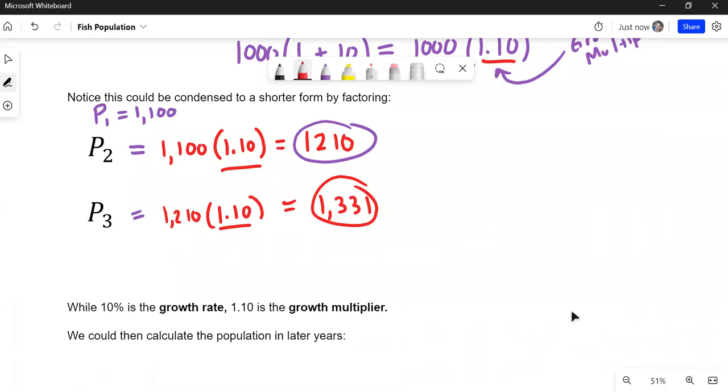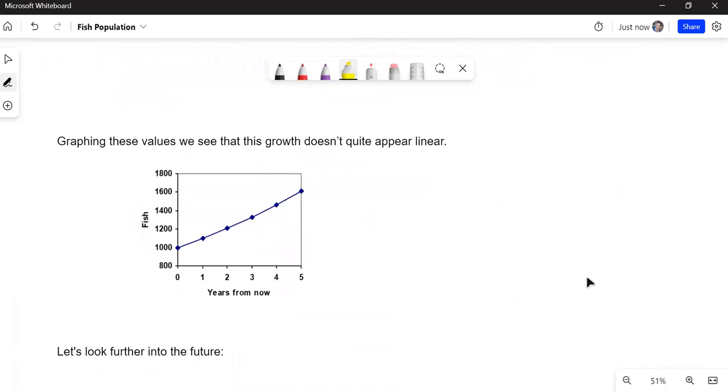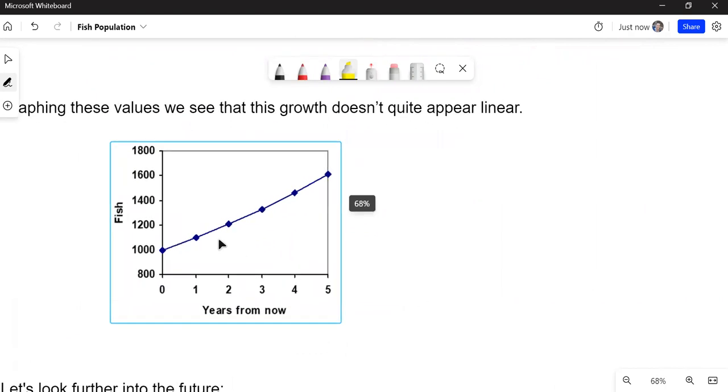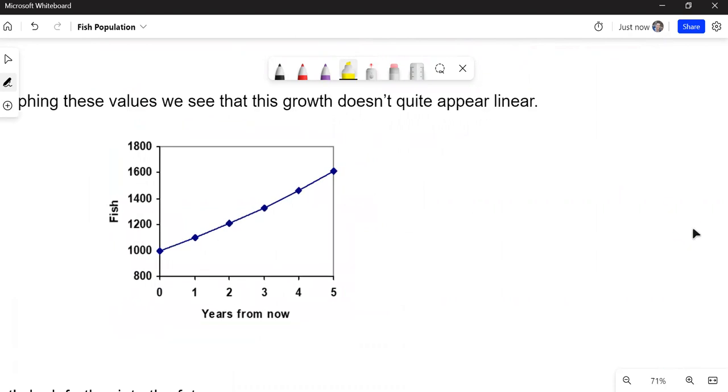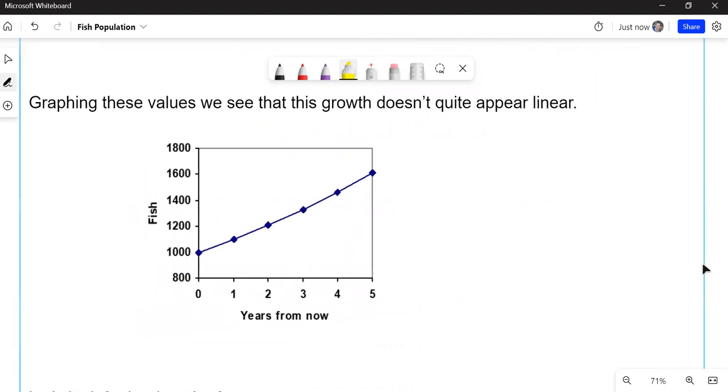So what we learn from this is that while 10% is the growth rate, 1.10 is the growth multiplier, and we can quickly use this to calculate the population in later years. You'll see more of this in a future video. But continuing below, let's see, if we were to take these values and take a look at a graph, we can see that it doesn't look quite linear, meaning not quite a straight line.